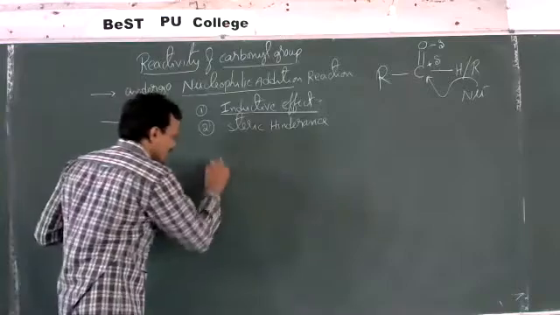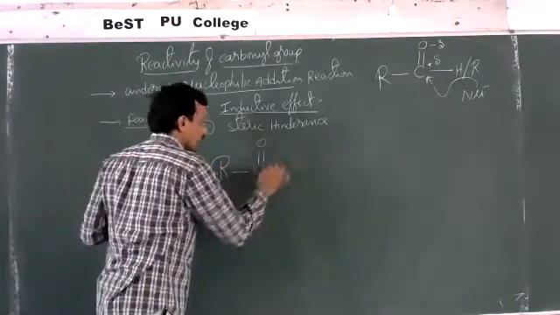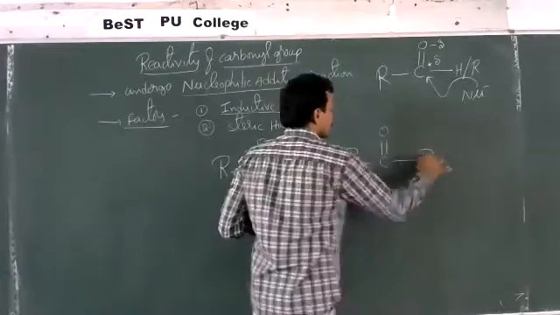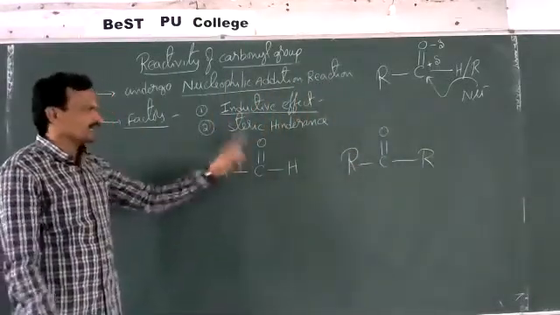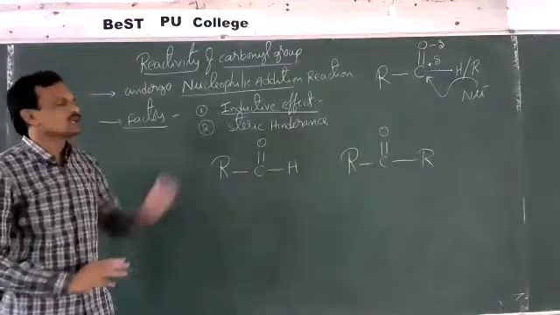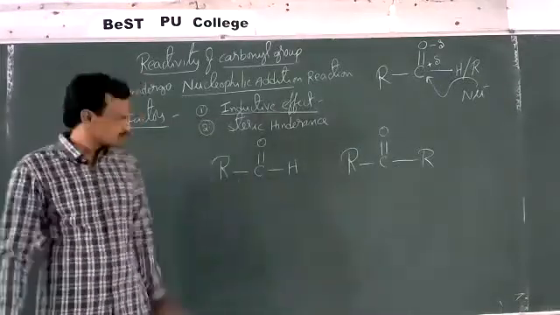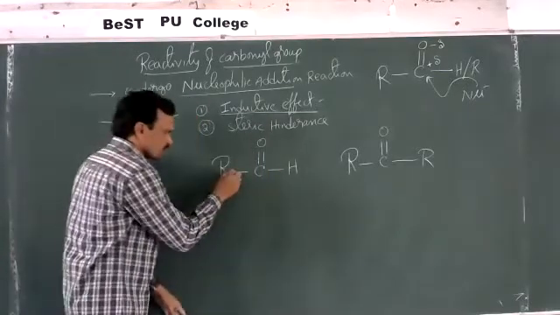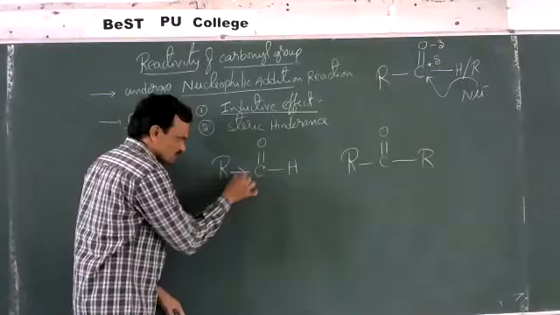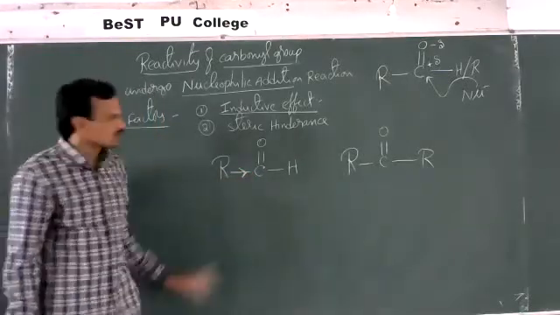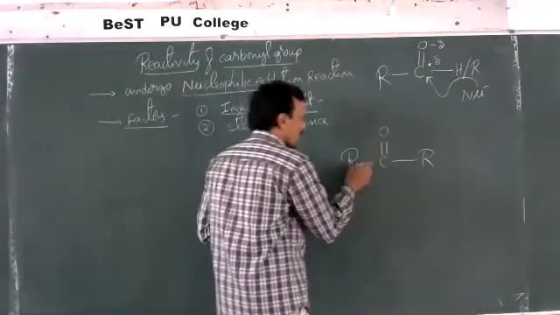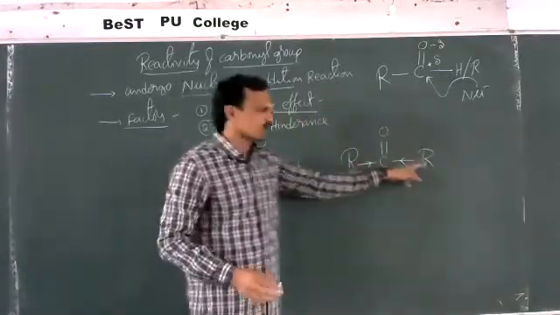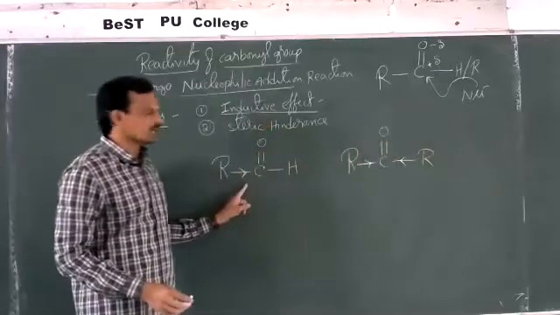If you take an aldehyde, RCHO, and a ketone, RCOR, among aldehyde and ketone, which is more reactive, first we'll decide. Later we'll compare aldehydes and ketones individually. Now here, in case of aldehyde, only one alkyl group is there. One alkyl group shows a plus I effect. Whereas in case of ketone, two alkyl groups are there, meaning electron releasing groups are more in ketone compared with aldehyde.